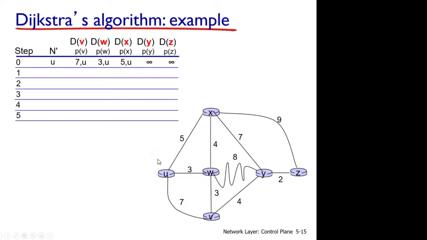It's a bit easy for the first iteration. The cost to W was 3 on this link here, and the node immediately preceding it was U, so 3, U. And finally, X here. The cost to get to X is 5, and the node preceding it was U. The other two nodes, Y and Z, were not directly connected to U, so the cost to get to them is not known, and we just write down infinity.